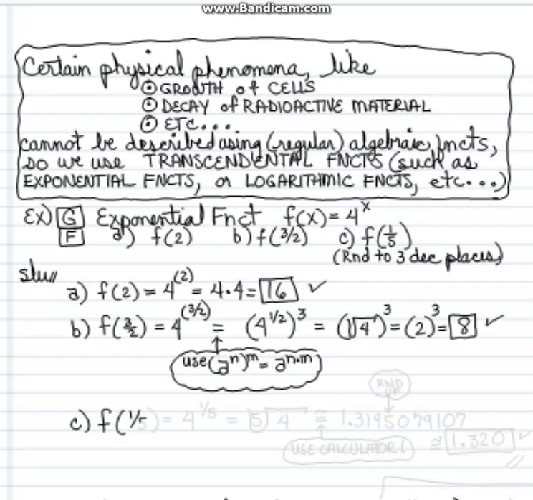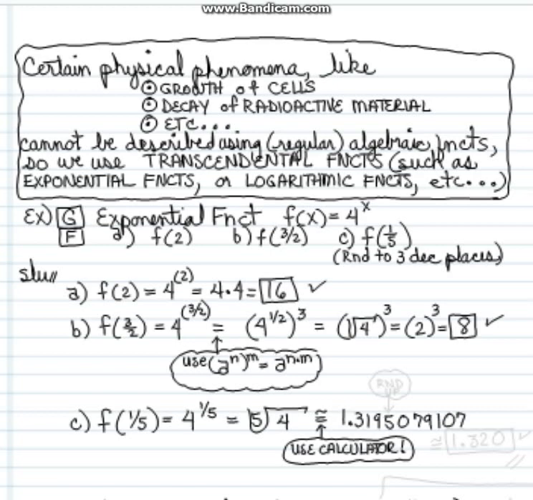Part C, f of 1/5 is 4 raised to the 1/5 power. Well, what is the 1/5 power? It's the 5th root of 4. Now I need my calculator, and I get this really ridiculously long number, 1.31950791007. It went further, but that's all I saw on my screen.